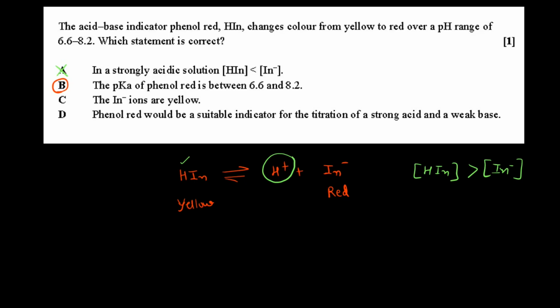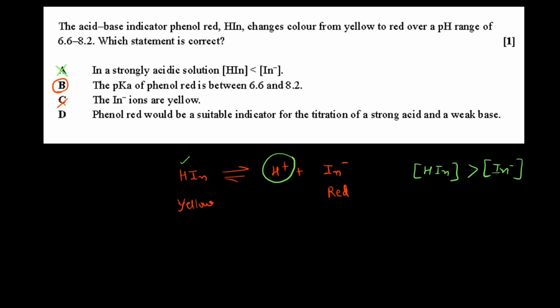This is the correct answer. How about option C, the ion negative ions are yellow? No, that's not. Ion negative ions are red. Phenol red would be a suitable indicator for titration of a strong acid and weak base.